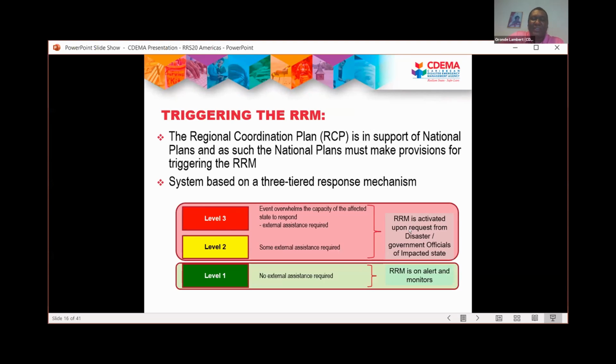So the RRM is triggered in a level 2 or level 3 incident. Level 2 is when some external assistance is required, while level 3 is when the capacity of the state is overwhelmed. But that said, because of what has been happening, there's now a debate on whether we need an additional level. As you will have known, with all these category 5 hurricanes becoming a lot more frequent, and the damage that they're doing, we've realized that sometimes the state may not be in a position to respond, and it may require a different level. But that is ongoing, and that is for future operations.